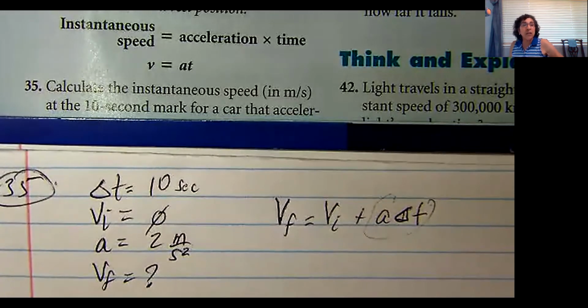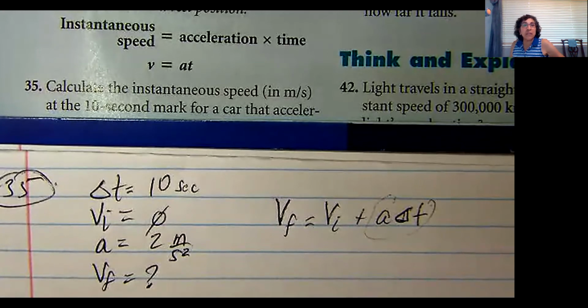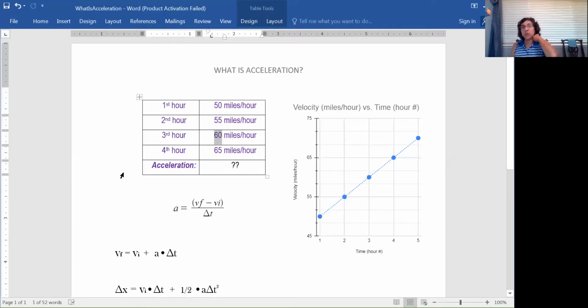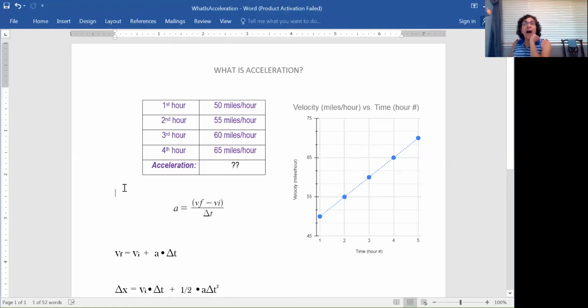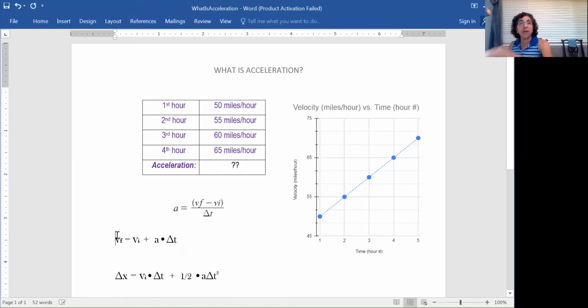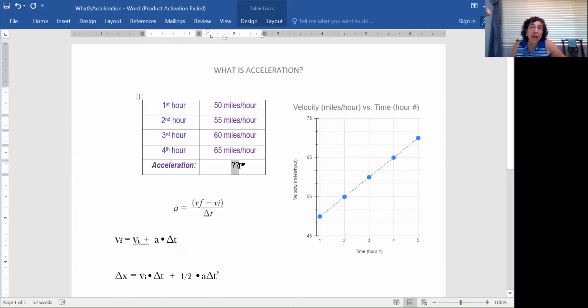Let's go back to that chart that I had, new share. Go back to that one again. Okay, hopefully you can see that. So by the way, here's the equation that we're talking about now. V final is the initial velocity plus acceleration times the delta T. So let's look at this last hour. The last hour was 65 miles an hour, but let's see, you didn't know. We do know that every hour, I didn't write it down for you, is 5 meters per second squared.